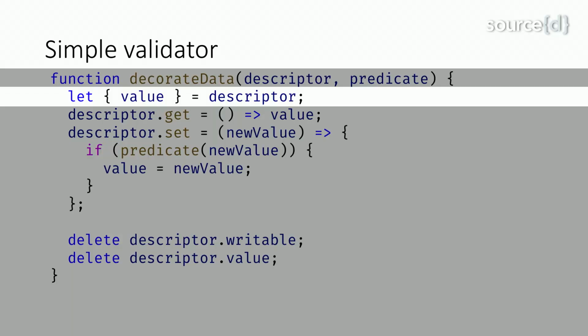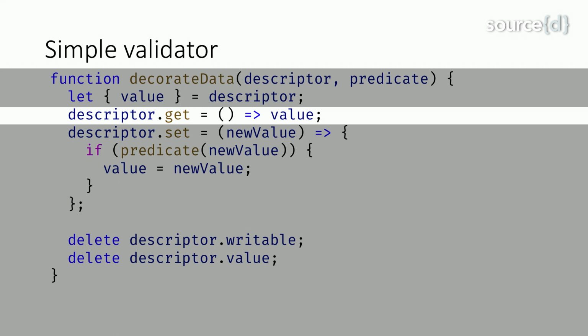Remember, this descriptor is the property descriptor. It's a data descriptor, so it has value and has writable. So we take the value out of the descriptor. If you're not familiar with this syntax, this is destructuring, and this is the same as saying let value equals descriptor.value. And then we have a get function that is just returning value, because we are closing over value.